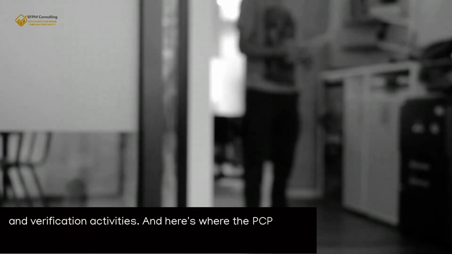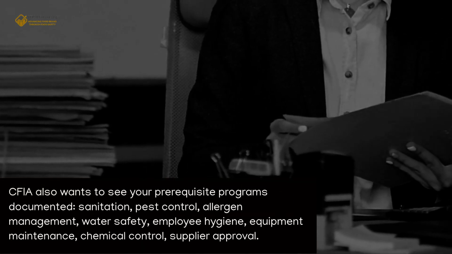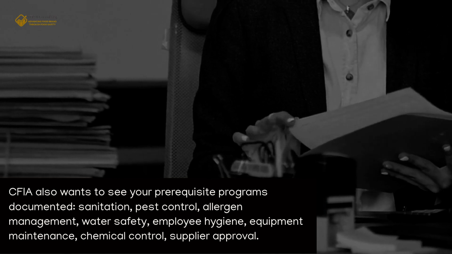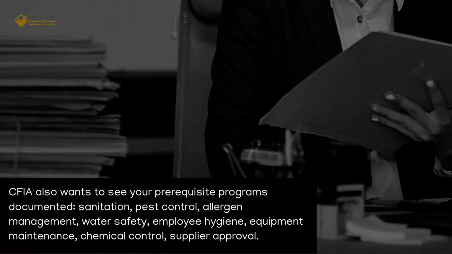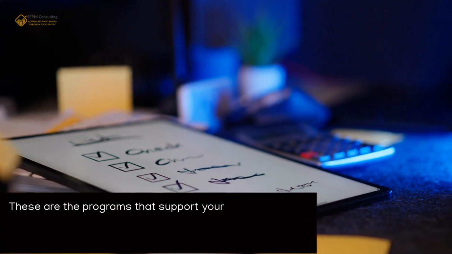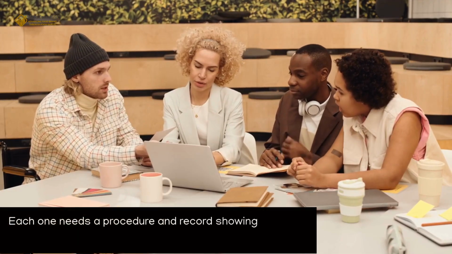And here's where the PCP goes beyond a standard hazard plan. CFIA also wants to see your prerequisite programs documented: sanitation, pest control, allergen management, water safety, employee hygiene, equipment maintenance, chemical control, supplier approval. These are the programs that support your CCPs and manage hazards that are not addressed at specific process steps. Each one needs a procedure and record showing it is being followed.